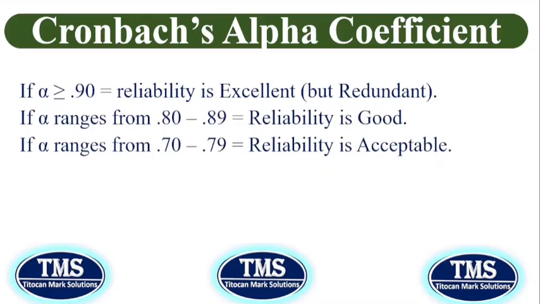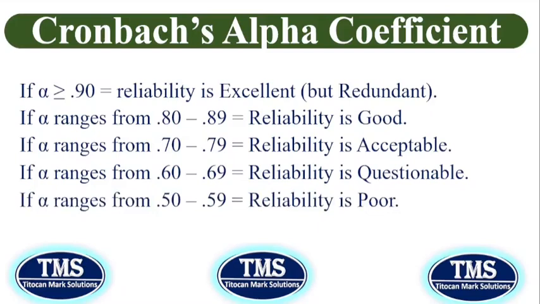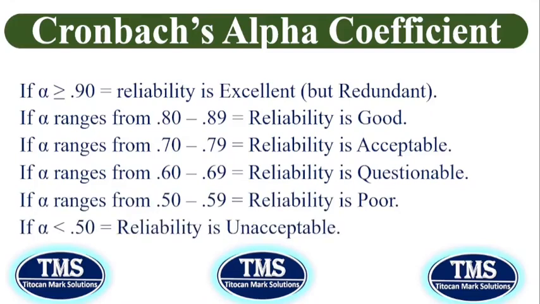If Cronbach Alpha ranges from 0.70 to 0.79, it means the reliability is acceptable. If Cronbach Alpha ranges from 0.60 to 0.69, it means the reliability is questionable. If Cronbach Alpha ranges from 0.50 to 0.59, it means the reliability is poor. And if Cronbach Alpha is less than 0.50, it means reliability is unacceptable.